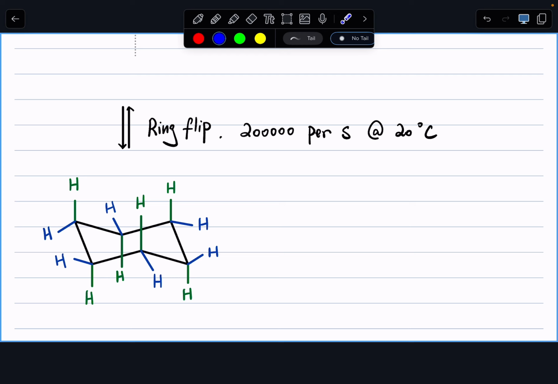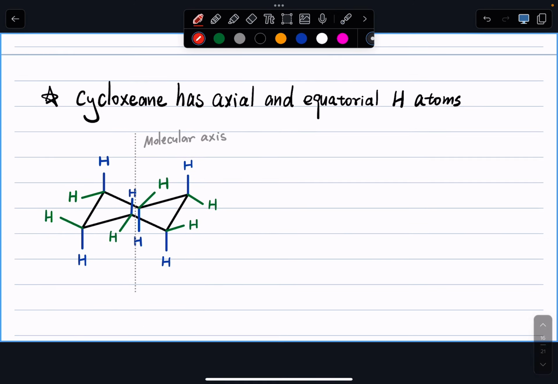So we gave these two different types of hydrogen a name. In my chair conformation, whenever you have something that's straight up, we call these axial, or sometimes we write it with a little letter a. And when you have something that's pointing away to the side, we call them equatorial.